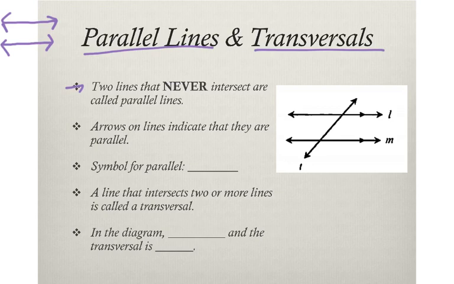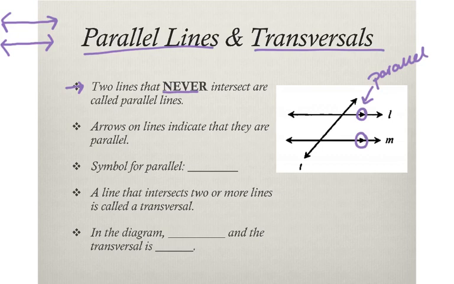So 2 lines are parallel. They're never going to intersect. Arrows on the lines indicate that they are parallel. So if you look at the diagram that's on the left-hand side of your notes, but on the right-hand side of the PowerPoint, these arrows right there are what are going to symbolize parallel, okay? They're telling you that these 2 lines are parallel with one another.